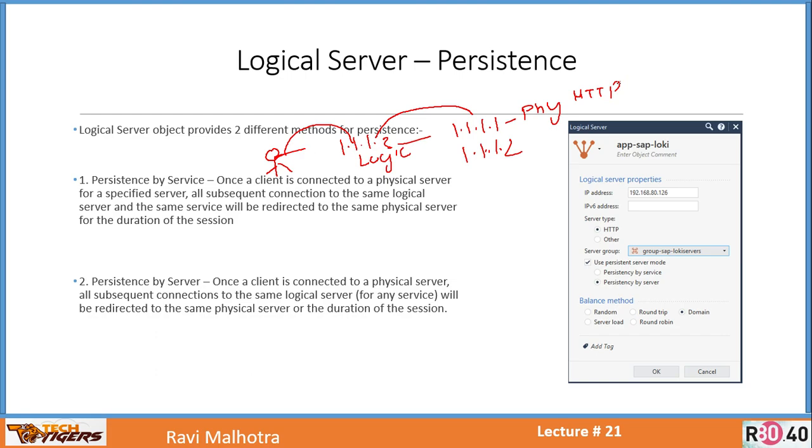So once a client is connected to a physical server 1.1.1.1 for a specified server, all subsequent connections to the same logical server 1.1.1.3 and the same service for HTTP, any connection from him to 1.1.1.3 for 80 will always be given to 1.1.1.1 only. That's it. No choice. No load balancing will happen. This is the persistence. Okay. Persistence overrides load balancing. Persistence by server.